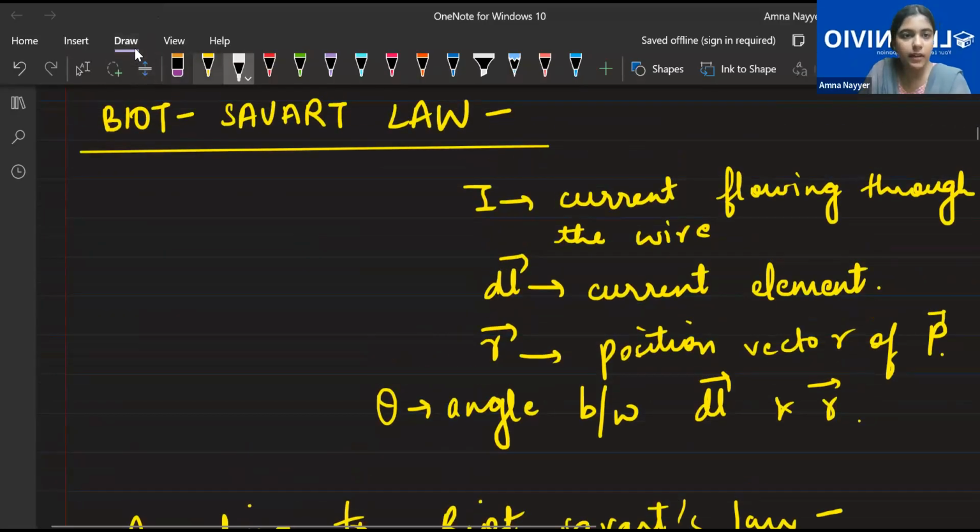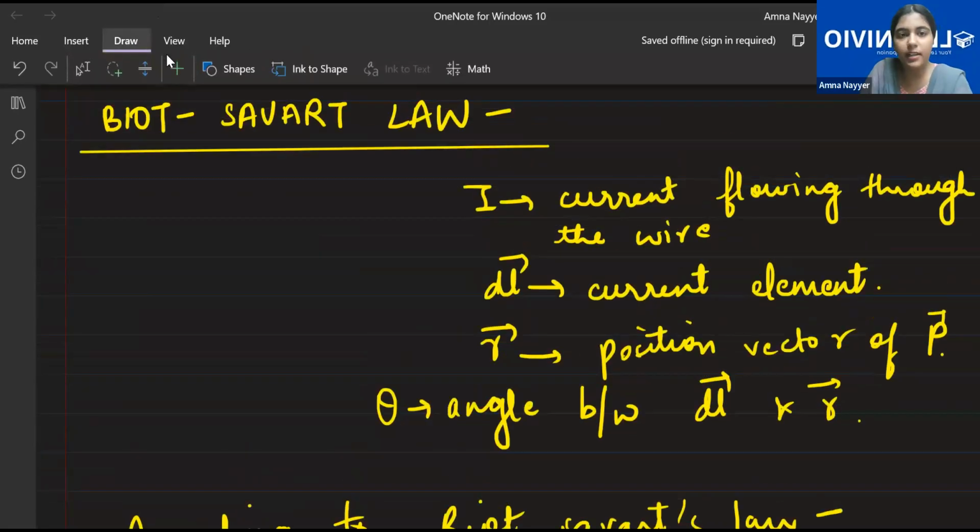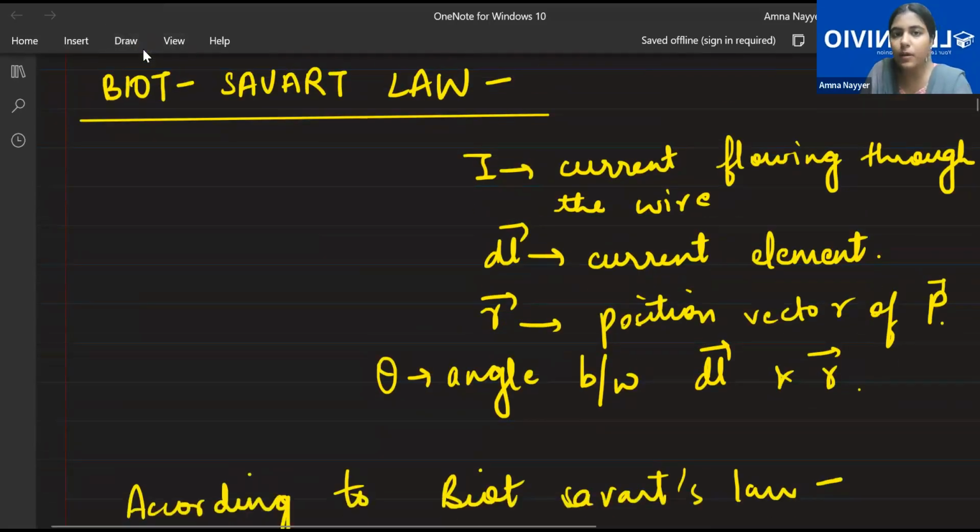Coming to the Biot-Savart law class. See, what does this law say? I hope I'm audible to everyone. Yes, ma'am. Okay. This is a very important law and a very basic law for your magnetics. Like you had Coulomb's law there, this is your Biot-Savart law.